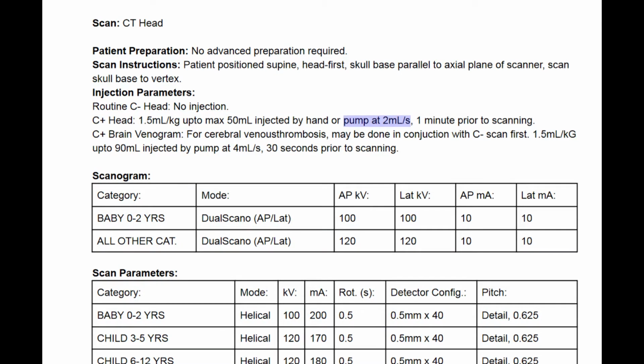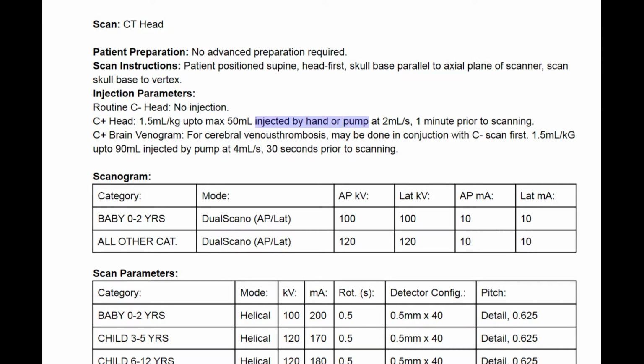Also note that with adults, you're really always going to use the power injector pump for all injections to ensure consistency, maybe at 2 or 3 milliliters per second. The reason we have by hand or pump here is because sometimes with pediatrics, we're dealing with very small volumes and small IVs. So for a baby head, when you're using a tiny 24 gauge IV in the foot and only delivering 10 mils total, it doesn't make much sense to use a power injector when you can just inject by hand very easily and then wait 1 minute to scan.